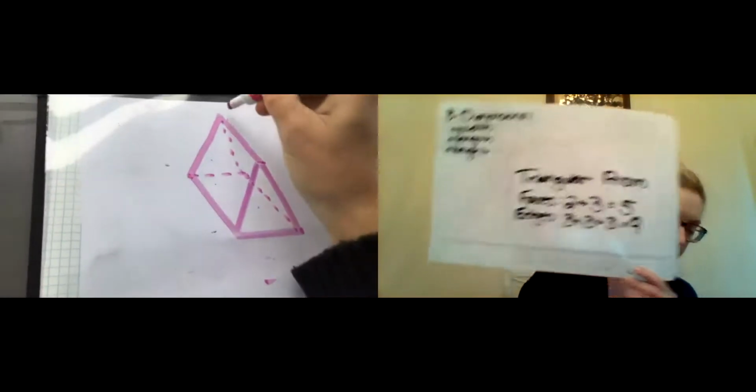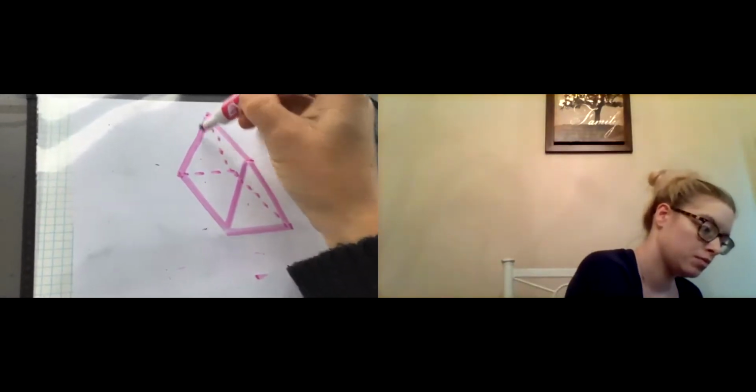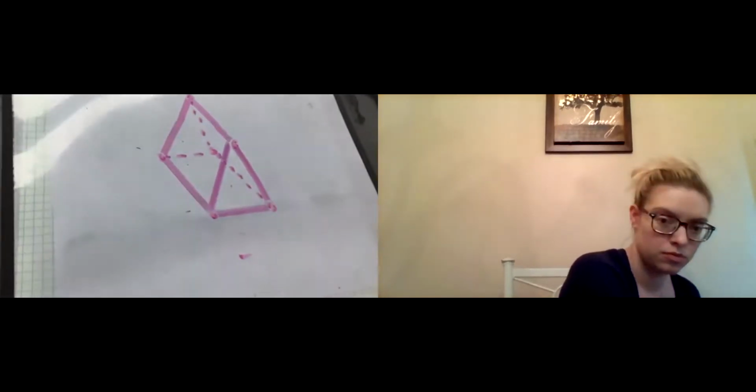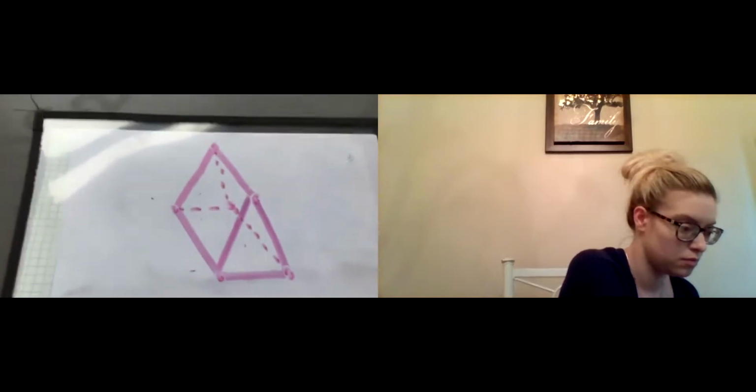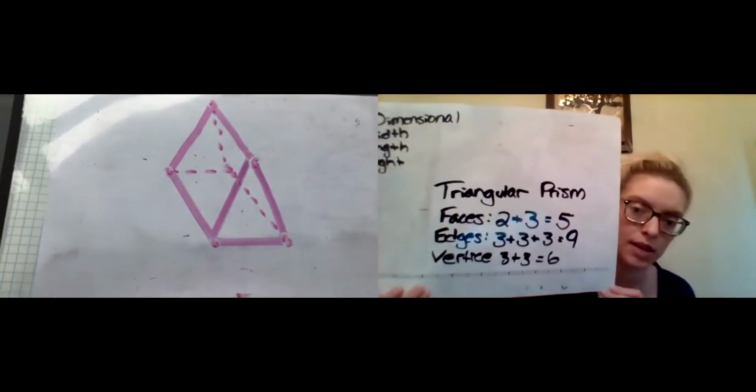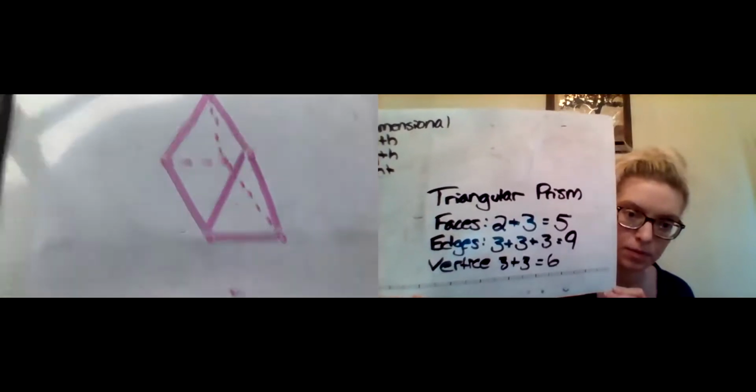And then we do the vertices. Those are just the points, 1, 2, 3, and 1, 2, 3. Okay, so we have a total of 6 vertices there.